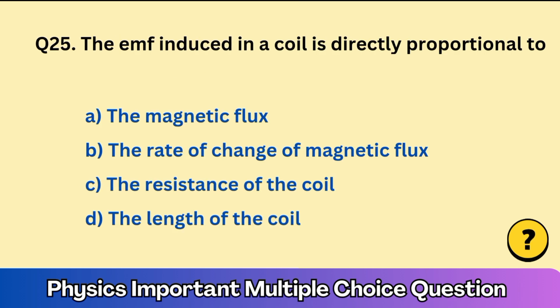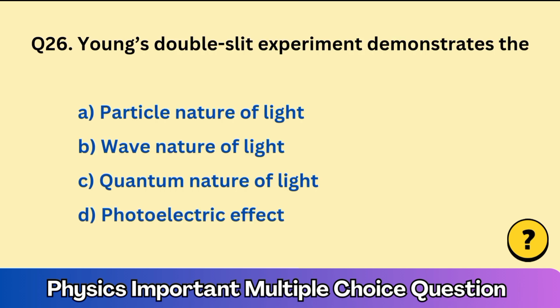Question number 25. The EMF induced in a coil is directly proportional to. The right option is B, the rate of change of magnetic flux. Question number 26. Young's double slit experiment demonstrates the. Right option is B, wave nature of light.